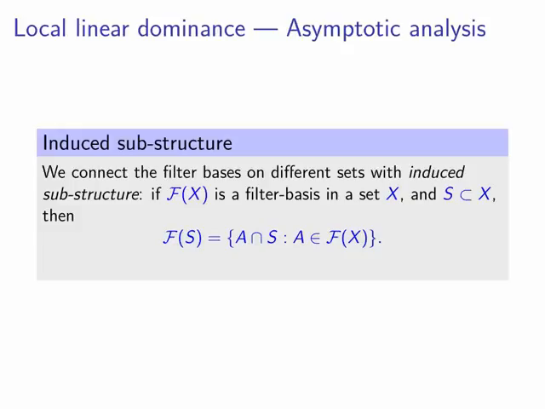Suppose S is a subset of X. We connect the filter basis on S with those on X by requiring induced substructure, which means that the filter basis on S is obtained from the filter basis on X by taking the intersections with S.